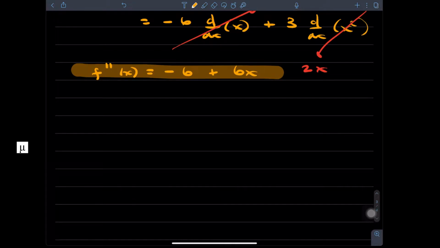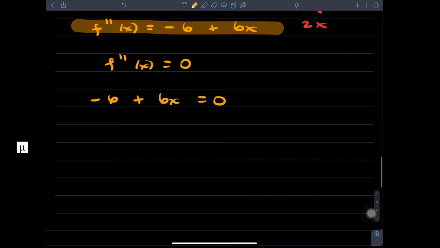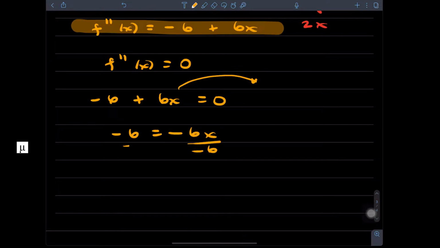Here's what you do. Notice, isn't this a linear function? Okay, so linear functions, you just simply set this equal to what? 0. Okay, and so translate, do some algebra. You get negative 6 equals negative 6x. Divide both sides by negative 6. And what do you get for x? X equals what? 1. Okay, you guys okay with that?